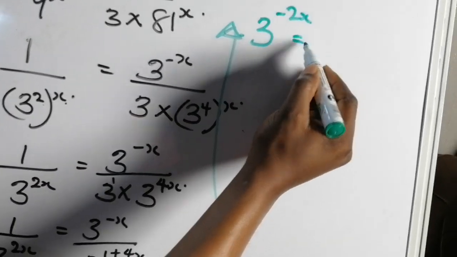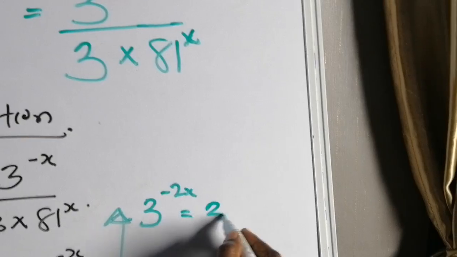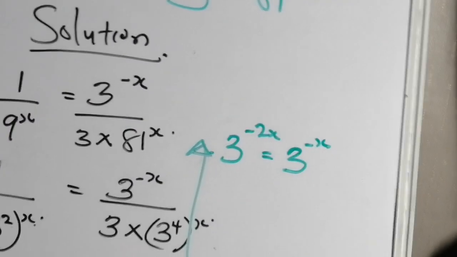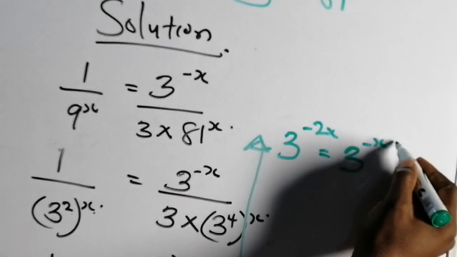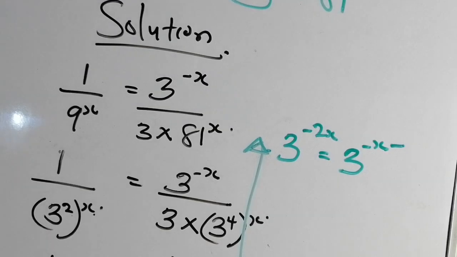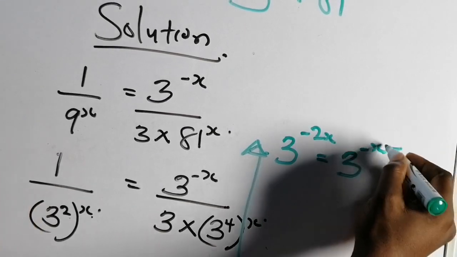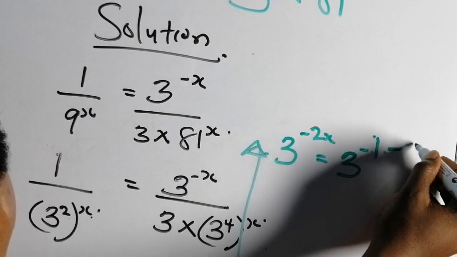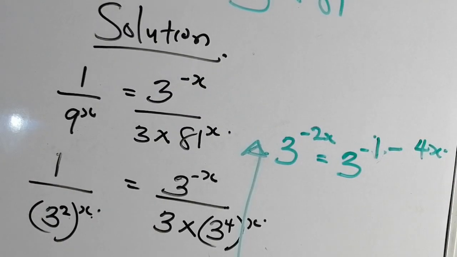So if you look at this very well, this is the same thing as saying 3 raised to power minus 2x equals, then if you look at here very well, this is what? Minus x. Okay, now plus times minus is what? Still minus. Plus times minus is still also what? Minus. So you still have minus 1 minus what? 4x.